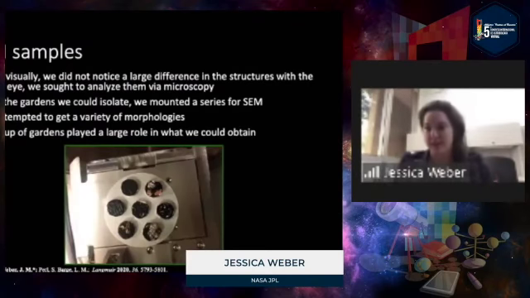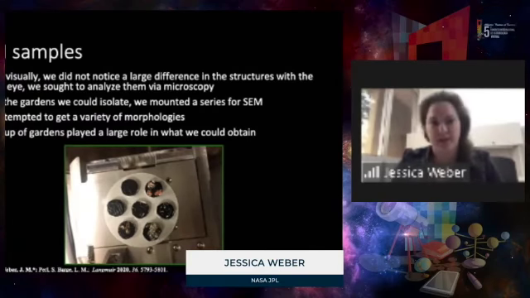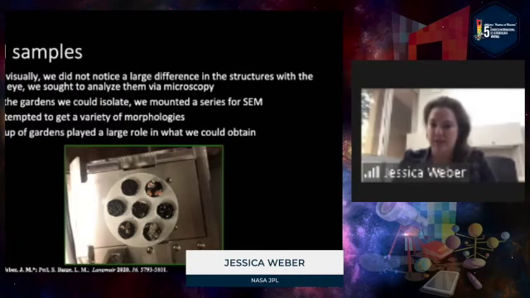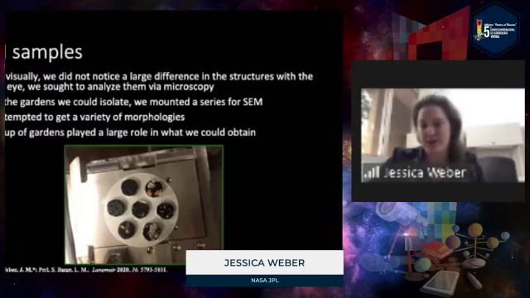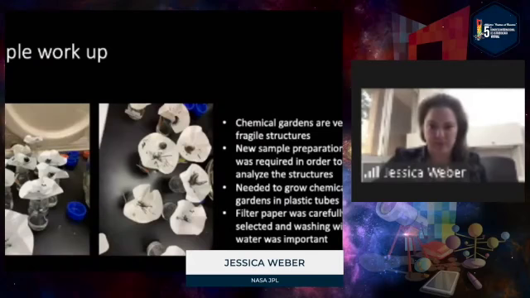So in order to get a better idea without just relying on what we were visually seeing with the naked eye, we wanted to analyze our chemical gardens with microscopy. So we were able to mount a series for SEM and get a variety of morphologies. But a really important part about this is that the workup of the gardens played a large role in what we were able to get. And so we found that we really needed to make sure that these were grown in plastic tubes as opposed to glass and filtered very carefully. They're very fragile structures, and we tested a number of filter papers.